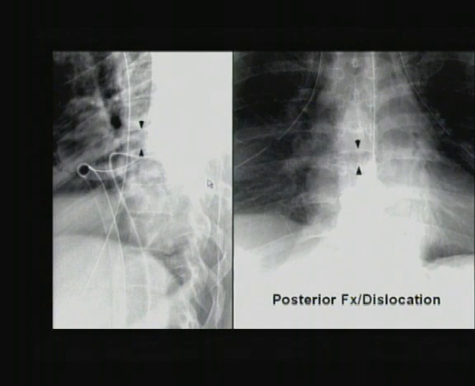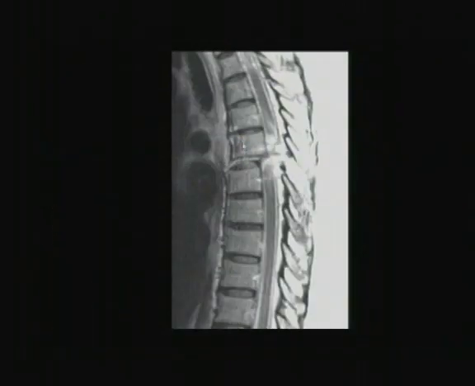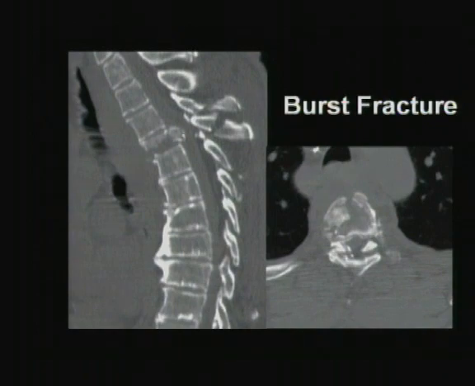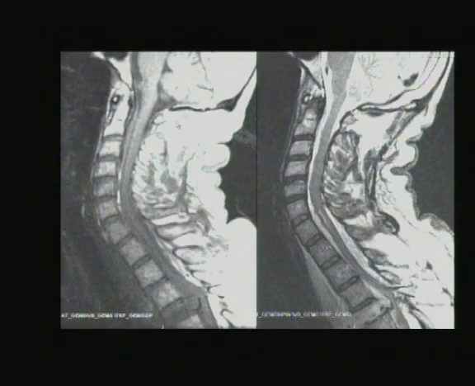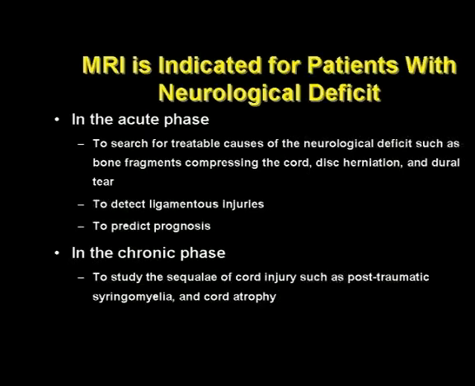This is the posterior fracture dislocation, another patient other than the one I showed you earlier, and this is going through the disc, but it's going all the way into the posterior elements. And when you do MRI, you will find that the cord is definitely crushed. And this is the burst fracture, which is very similar to the burst fracture in the thoracolumbar junction, which we will discuss towards the end of this lecture. Usually these are due to axial loading, and you can see the effect on the cord here.